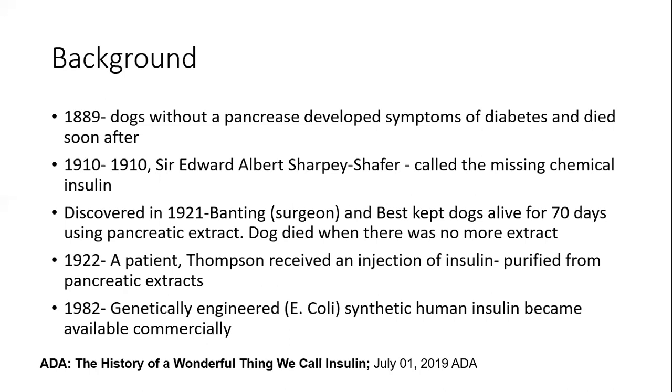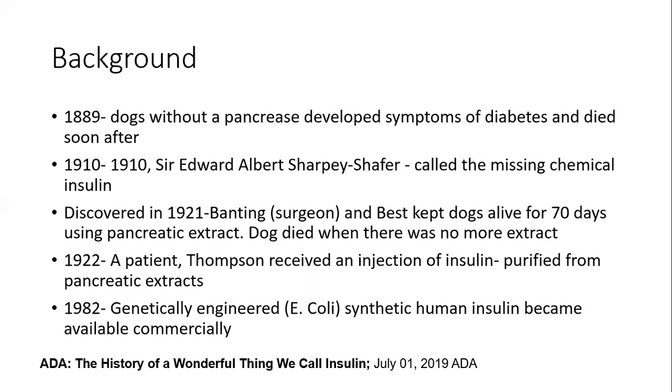So in the background, from as long as 1889, when symptoms of diabetes were connected to the pancreas, and looking at what it was in the pancreas that, when it went missing, there would be diabetes. Around 1910, it was found that there is a chemical in the pancreas that was missing. By 1921, we were doing experiments on pancreatic extracts. These investigators looked at dogs without a pancreas. They removed the pancreas and then fed them on the extracts, and they survived. And when they ran out of the extracts, the dogs died.